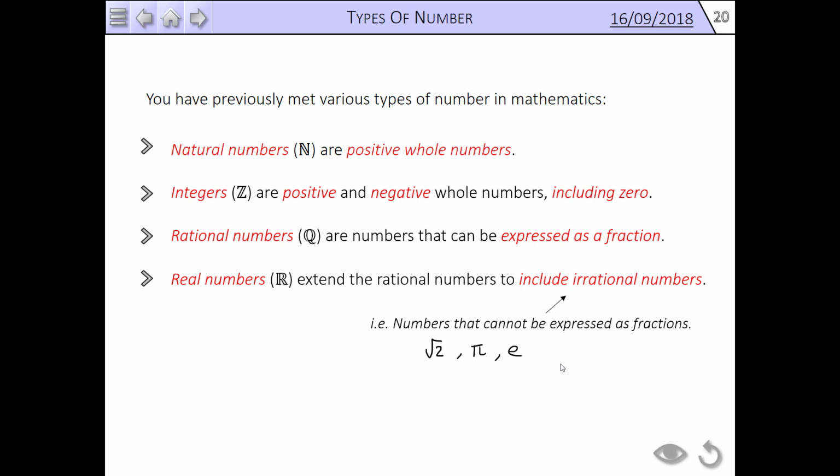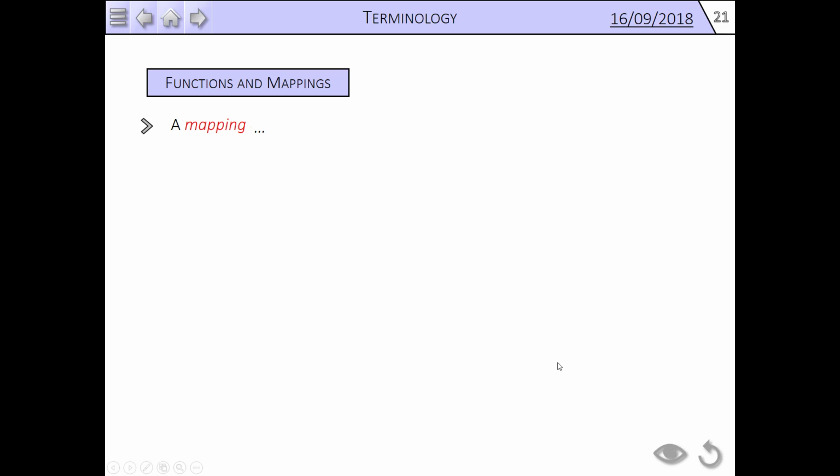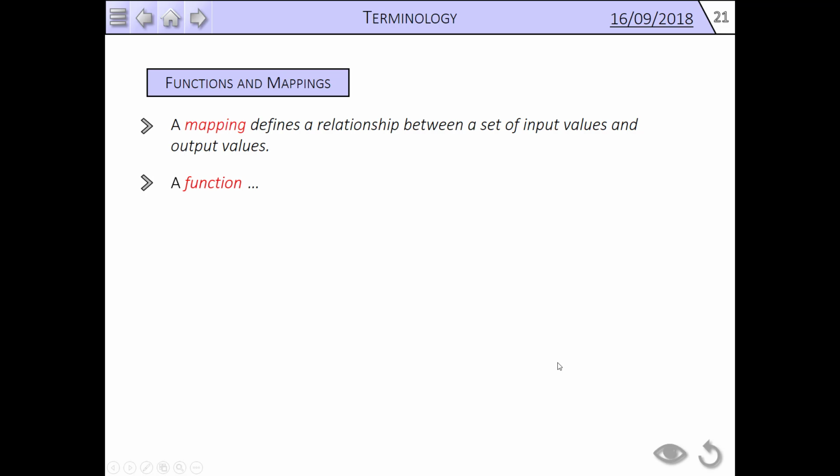There are many more. Before we define what a function is, we're going to talk about a mapping. A mapping defines a relationship between a set of input and output values. That means if you have some input values, the mapping tells you how to get from those input values to a set of output values. More specifically then, a function is a mapping where each input maps to a single output. With a mapping you could have an input value and it could give you several output values. With a function that's not the case. You put a number in and you get a single number out.